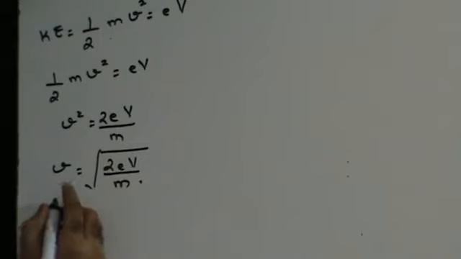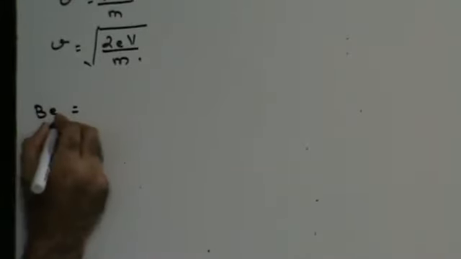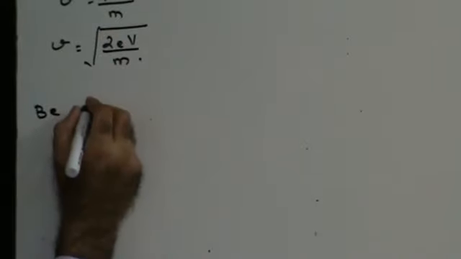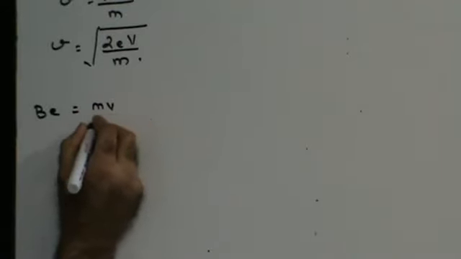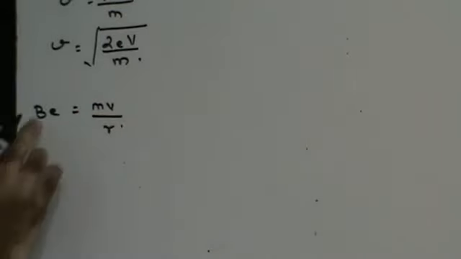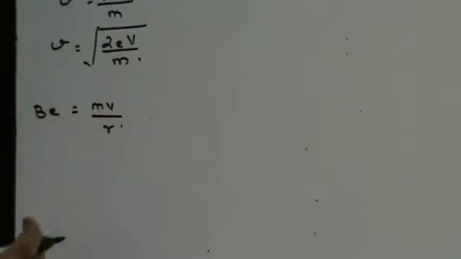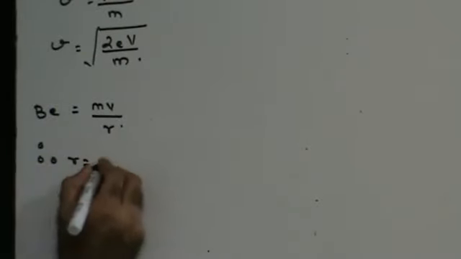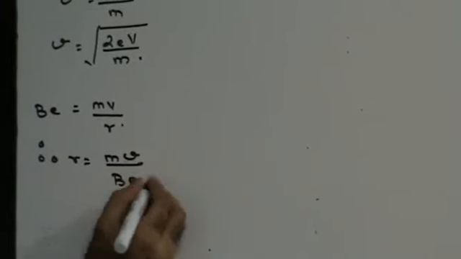They have asked you to find out the velocity of the electron and the radius of the path. Strength of the magnetic field into charge on the electron is going to provide the necessary centripetal force. Actually this is Bev and centripetal force is mv square by r. I have cancelled the v and v and that's how I got this. Therefore, radius is equal to mv upon Be.